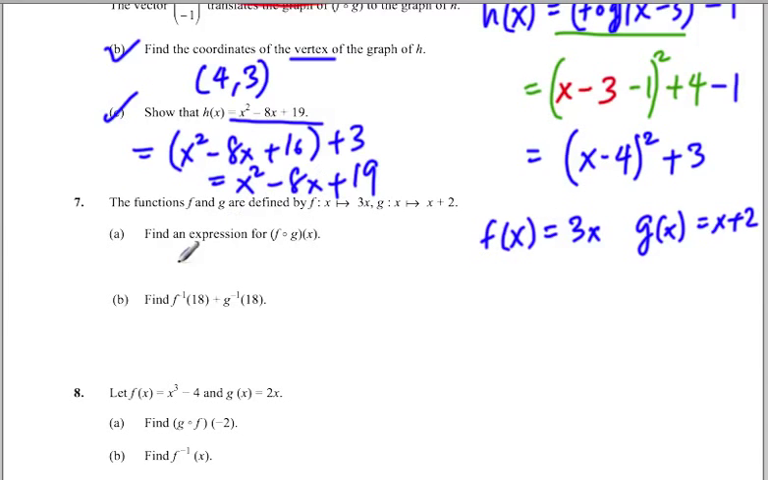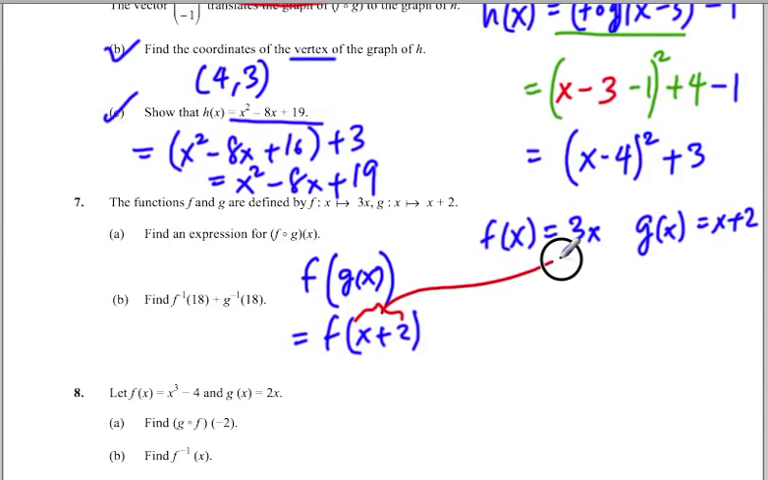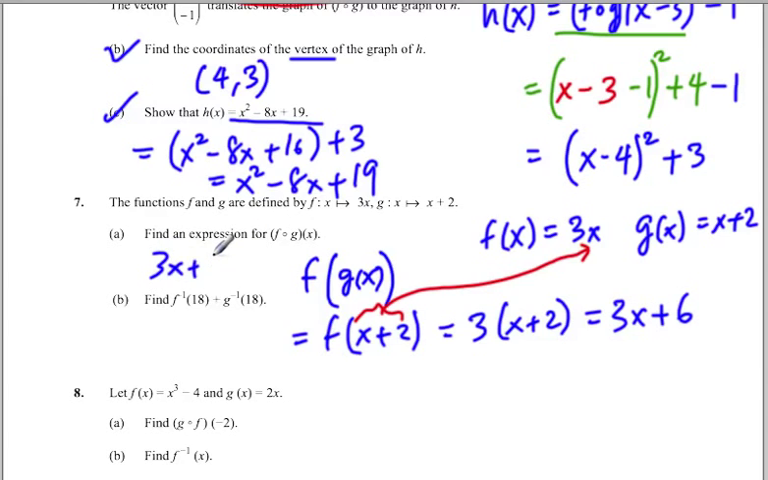Find an expression for f of g of x. Okay, so straightforward. Let's do that. So f of g of x, so g of x, right? What that is equal to is simply f of x + 2. As always, we take the argument here and plug it right into there, which is equal to 3 times (x + 2), because instead of that x, I'm now substituting x + 2, which is equal to 3x + 6. So this is equal to 3x + 6.